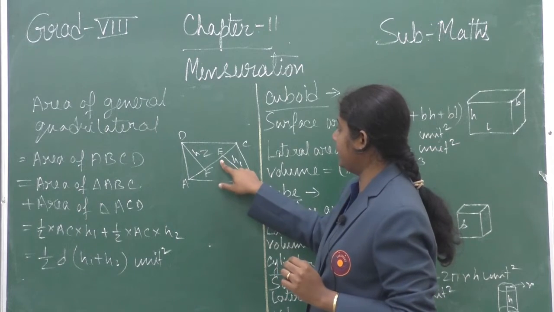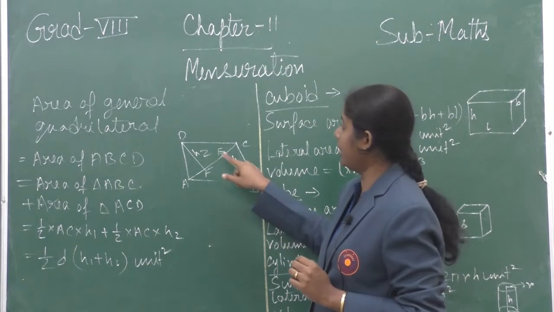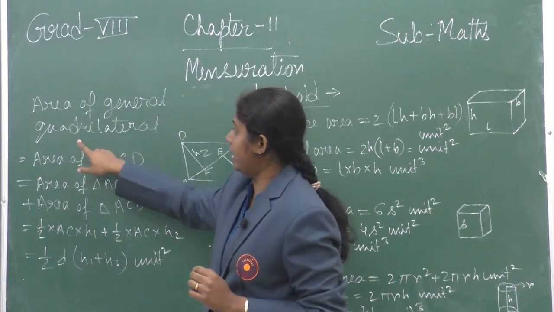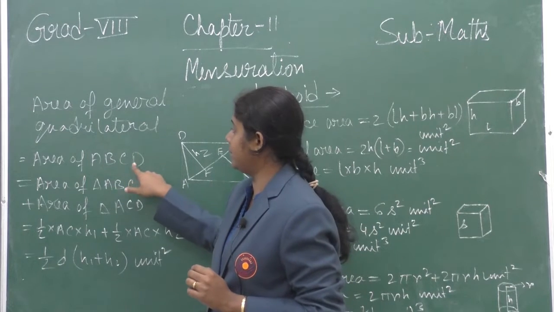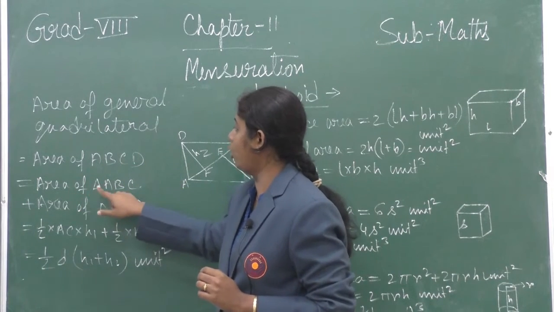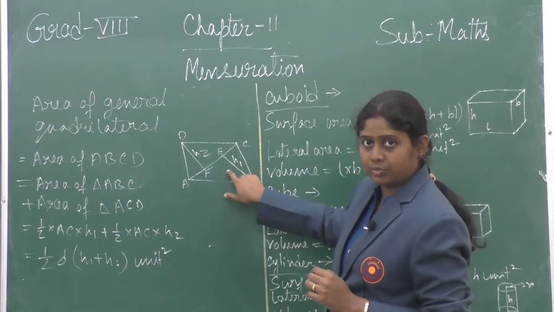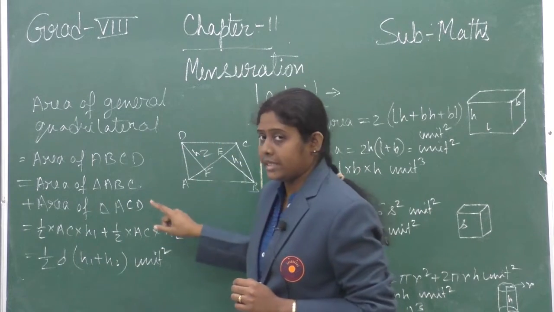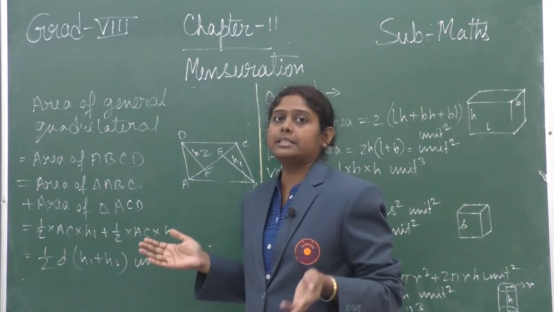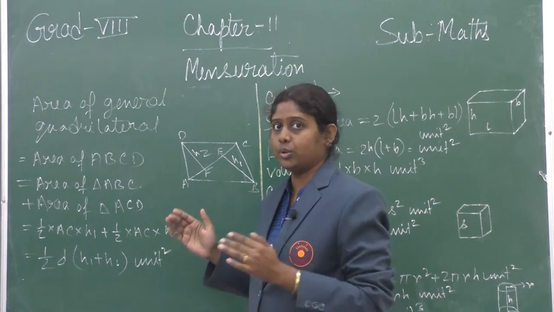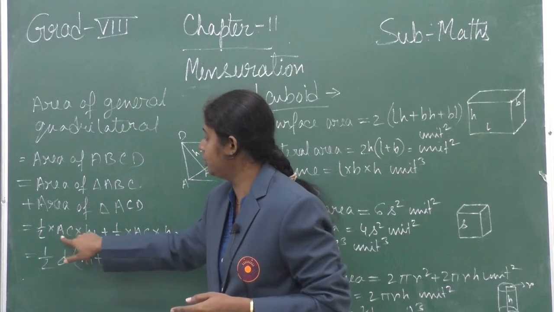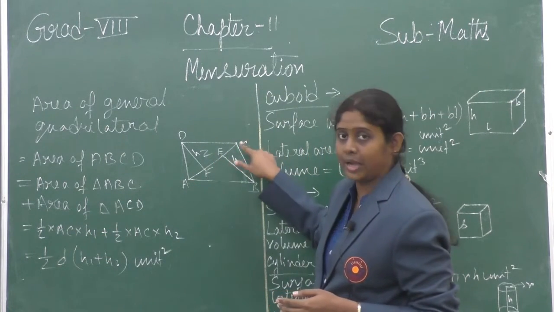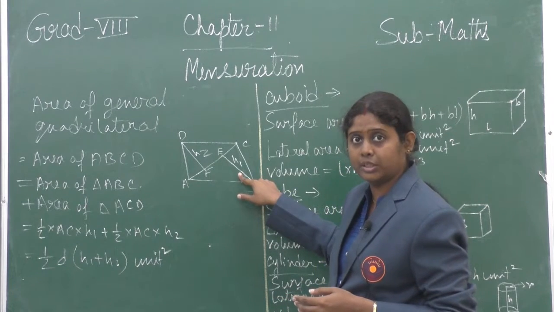Name it BE is equal to H1 and DF is equal to H2. So, the area of general quadrilateral ABCD is equal to the area of triangle ABC, this one, plus area of triangle ACD. As we know, the area of triangle formula is half into base into height. So, applying this formula we will get half into AC into H1, where AC is the base of this triangle and H1 is the height of the triangle.